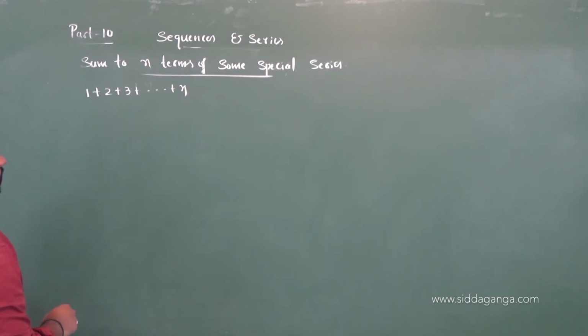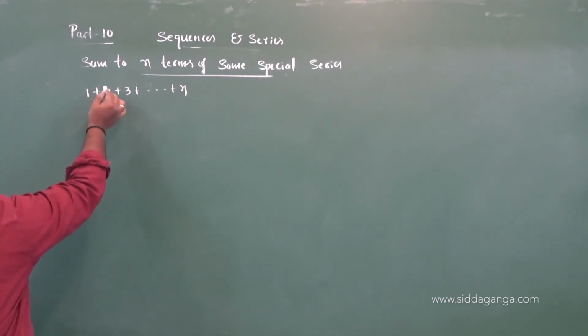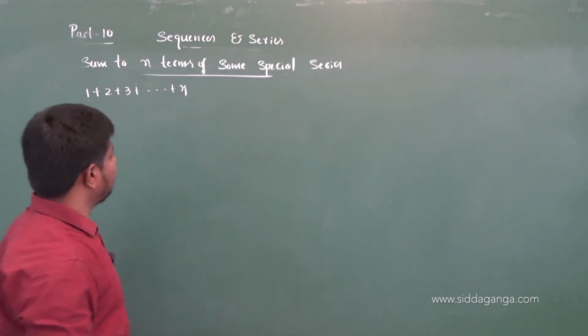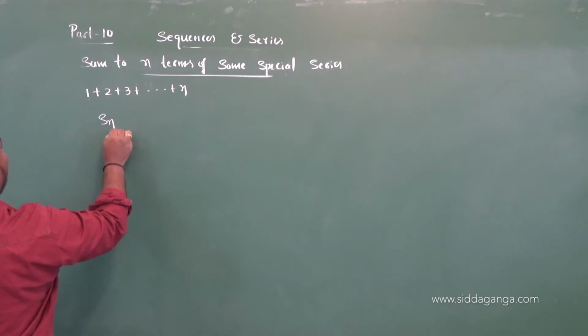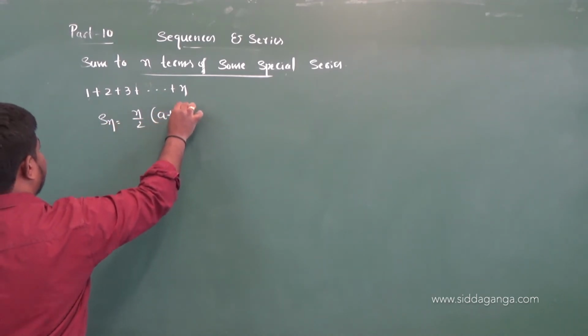It can be calculated using the AP concept because it is an AP, right? With first term a equal to 1 and d also equal to 1. Let me consider this one as the last term l. Sn, the sum of all terms, is equal to n by 2 into a plus l, by knowing the first and last term.